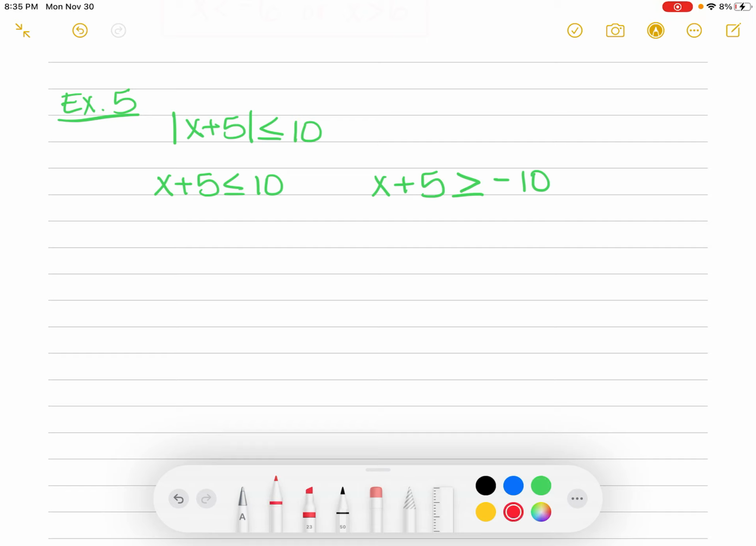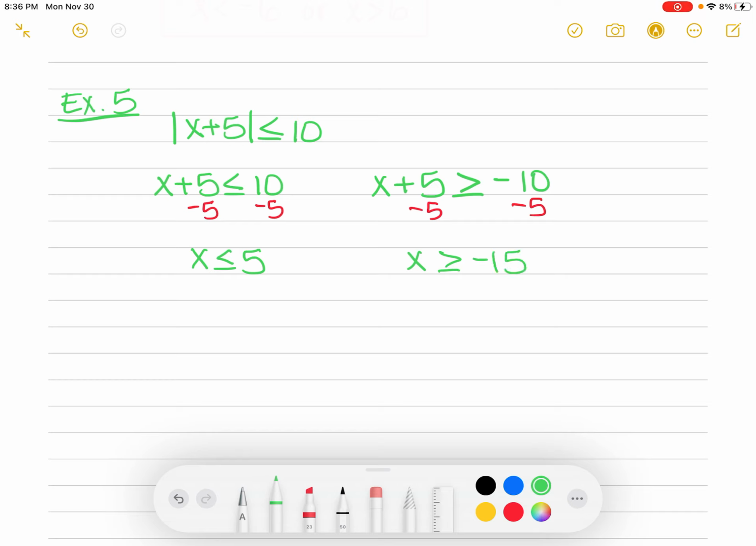Okay, now I can solve this. I'm going to subtract 5. And I get, on this side, x is less than or equal to 5. And over here, I get x is greater than or equal to negative 15.